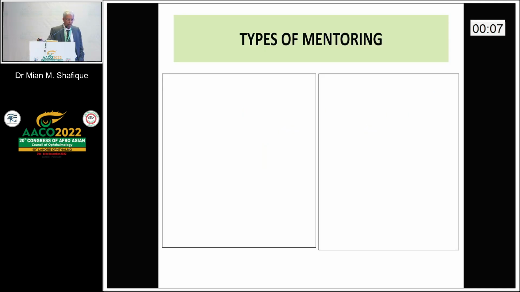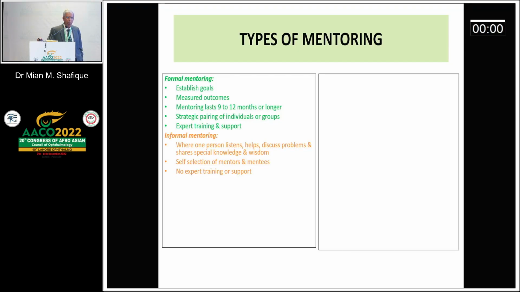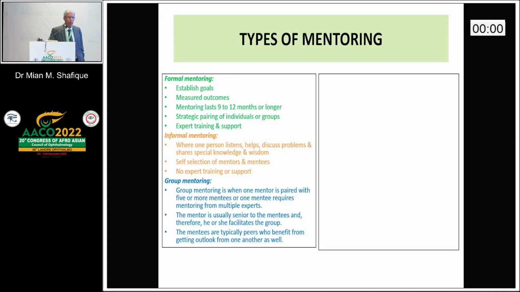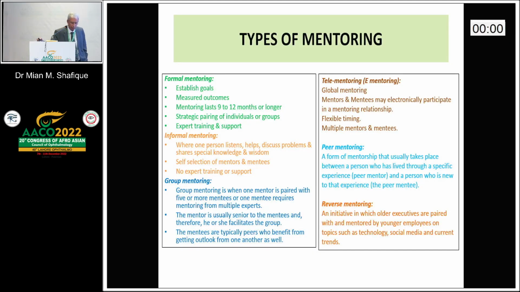There are different types of mentoring. One is formal, in which time is set and the rules are set, and it's for a specific time, as we usually see in some institutions, for 1 year or 2 years. Informal is unlimited and can go for life. Then there are group mentoring, one mentor with many mentees, tele-mentoring, peer mentoring, and one more type, reverse mentoring.